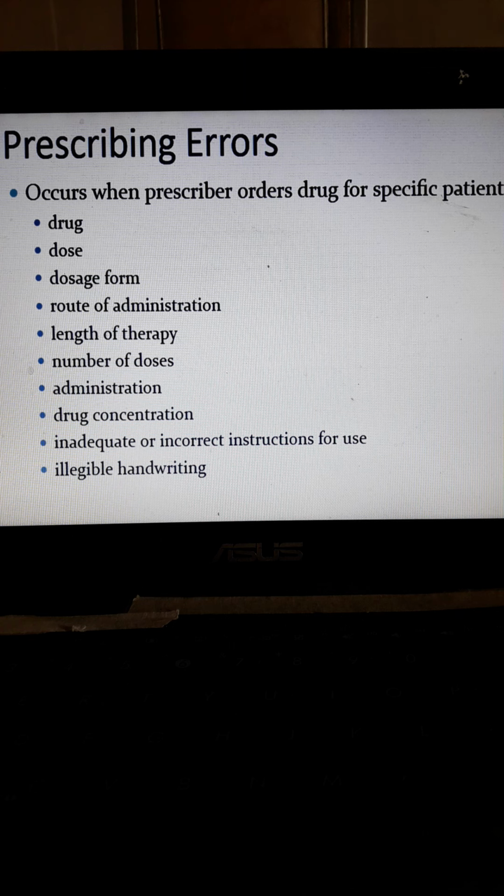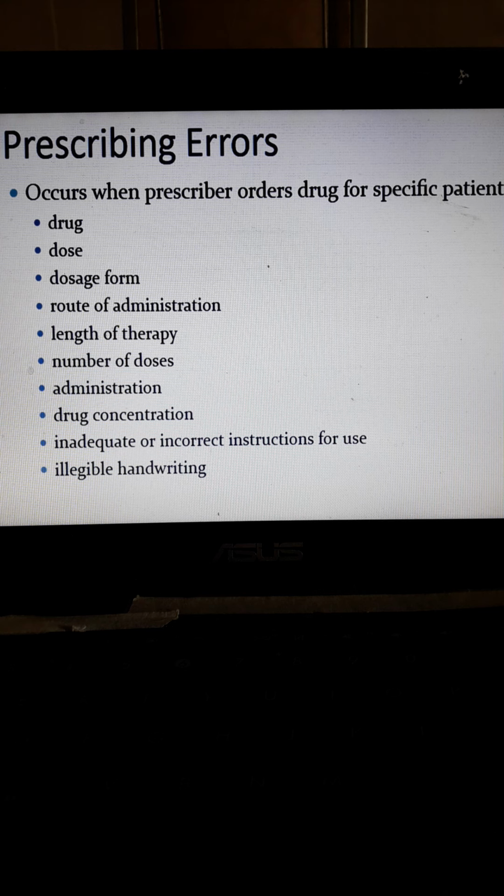Dosage form, it might be tablet or capsules or caplet. Or an error, for example, where an injectable drug is prescribed but the drug is considered to be an oral drug, or oral medications, antibiotic. Route of administration: instead of per oral, there's an error in taking the drug, so there is an error in route of administration. The route of administration given is IV or IM.